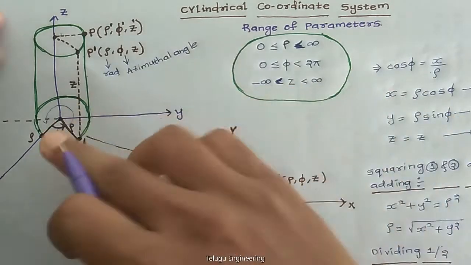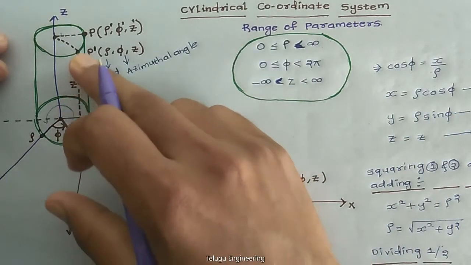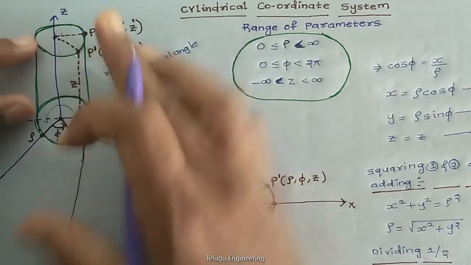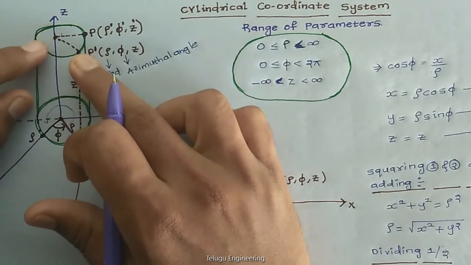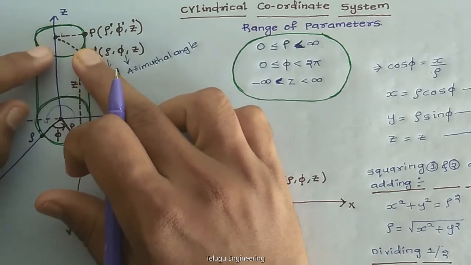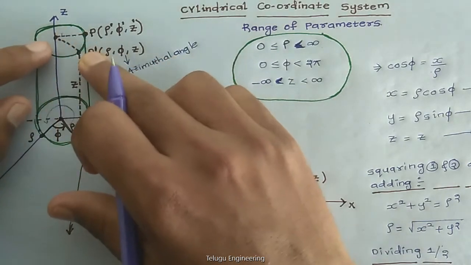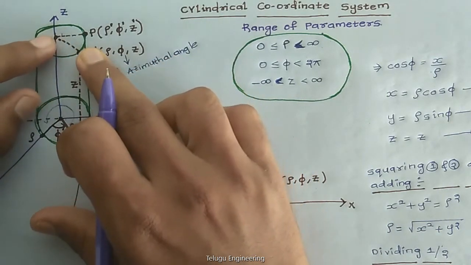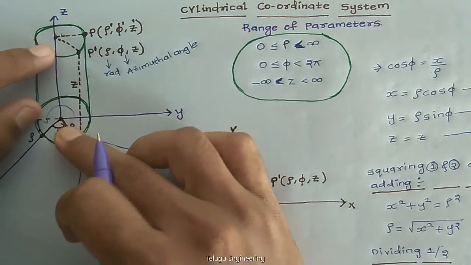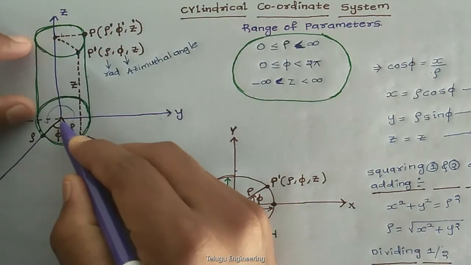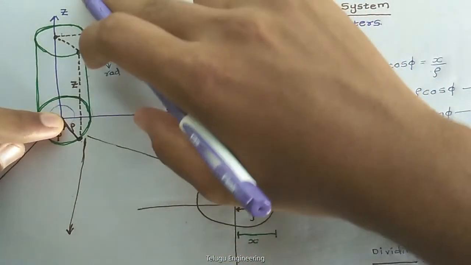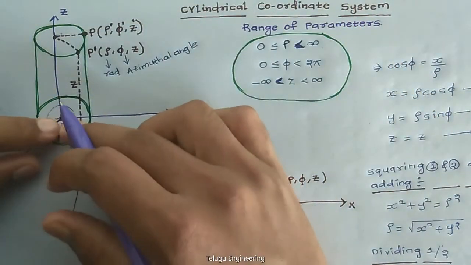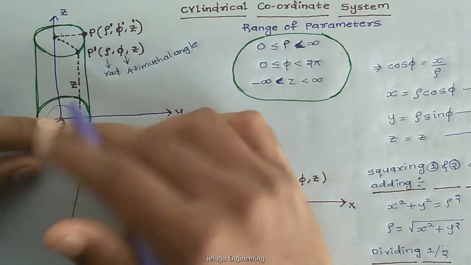Next, coming to z, the height at which that point is located. It is always perpendicular to the xy plane, and at a particular distance along the z axis. If our cylinder is at the origin, the z value is from 0 to infinity, but some other cylinder may be located at a different point from the origin.